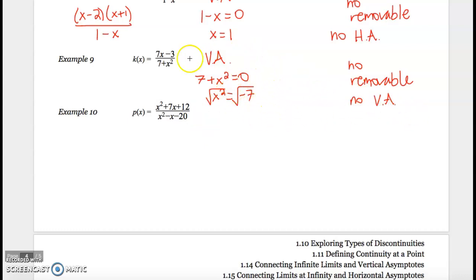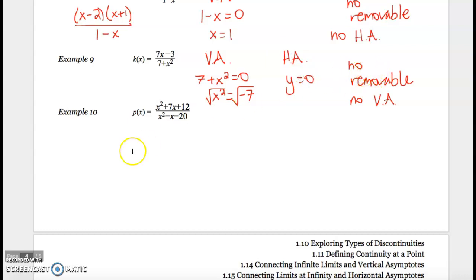All right, and then last but not least, to check for horizontal asymptotes. And so let's see, my leading degree is now in the denominator, so automatically if my leading degree is in the denominator, that means I have a horizontal asymptote at y equals 0.